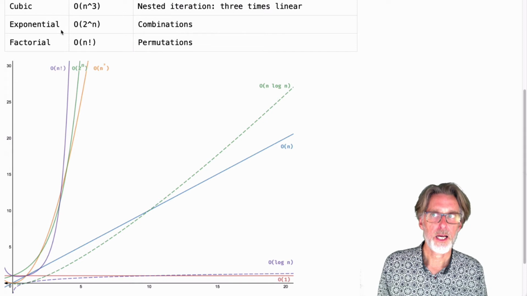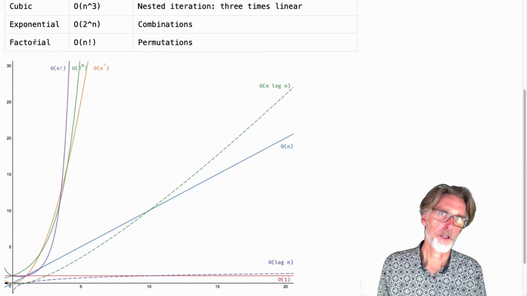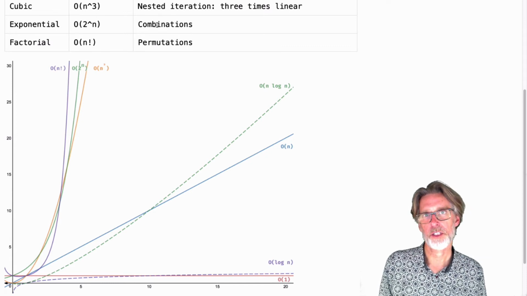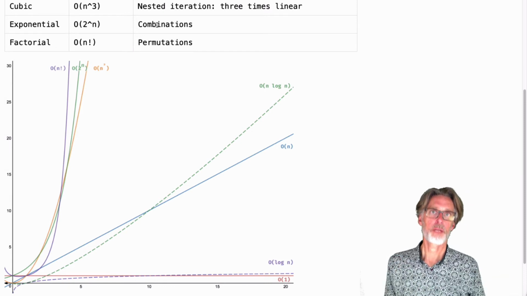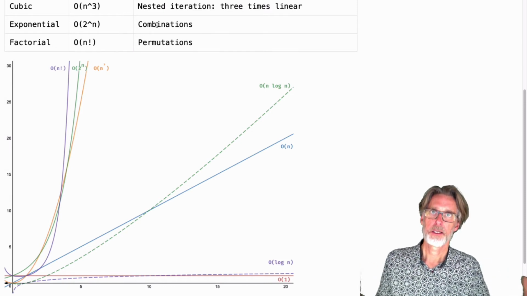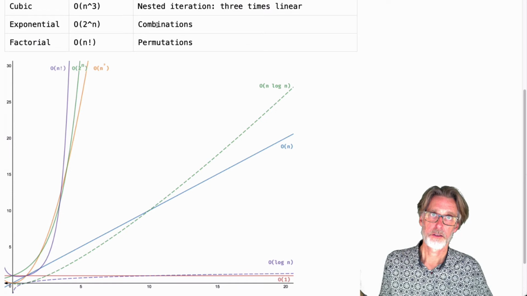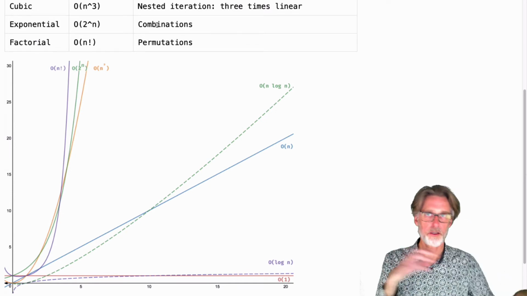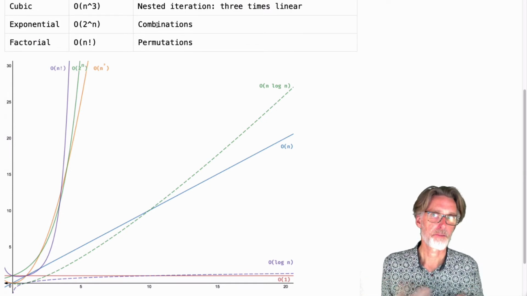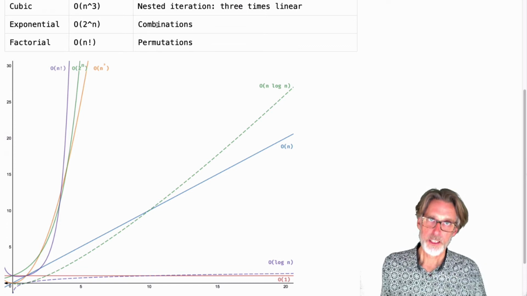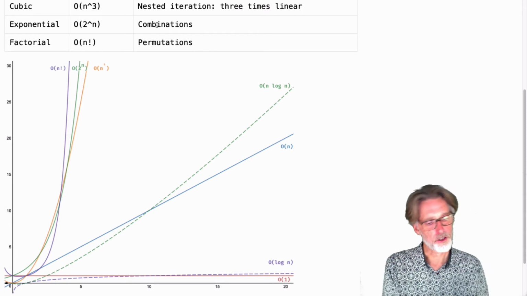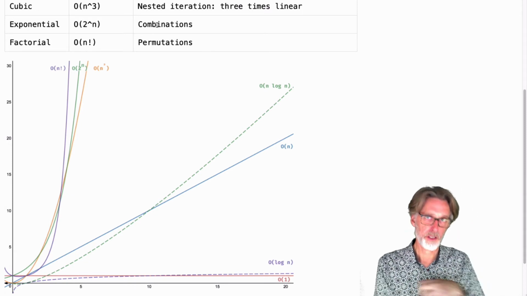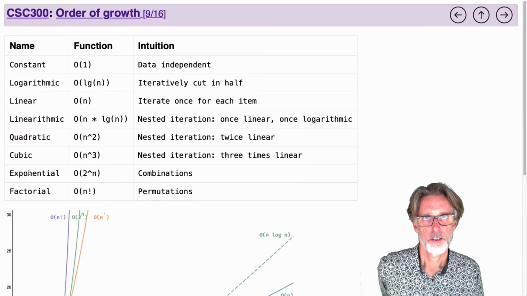It's not immediate how to interpret exponentials and factorials in terms of loops, so it's perhaps better to think of them in terms of things you will learn in discrete math. The number of combinations of n items is 2 to the n. That's how many different ways you can select a set of n things. The number of permutations of a set of n items is n factorial. That's not just how you choose them, but also what order you put them in.